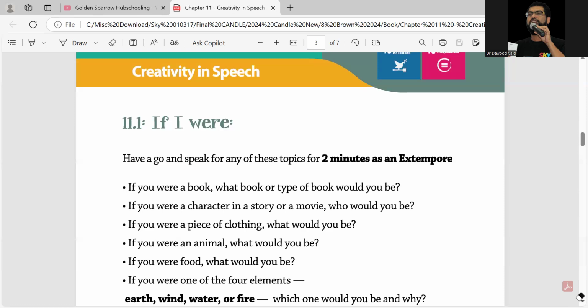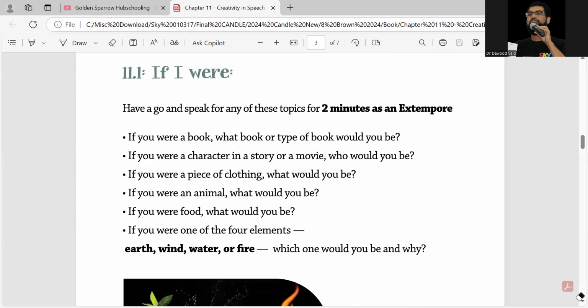Most students will relate to books of their own nature. If there was a character, what character would it be? Today, manga is a hit among teenagers. Maybe you don't know, but they will talk about Luffy, the rubber man, or a lot of other manga characters like Naruto. If you were a piece of clothing, if you realize this entire creative question is if you were, it's a very simple thing. It's not complicated. Animal, food.